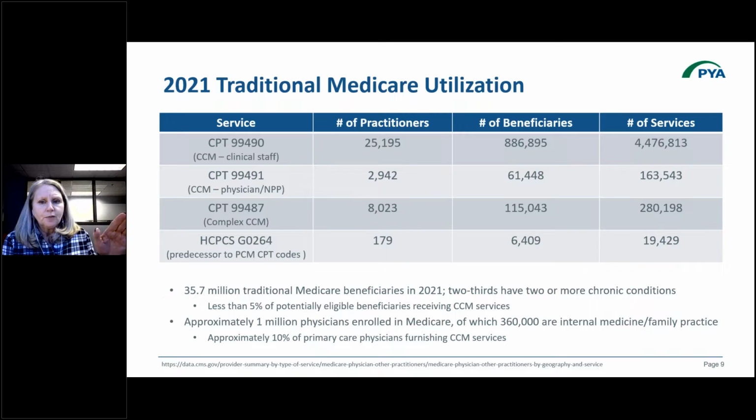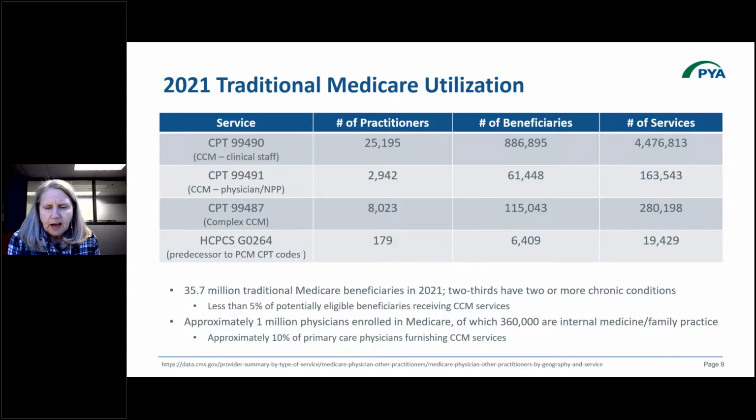Of course, fewer beneficiaries than total services, because this is typically a monthly service. So you'd expect there to be far more units of service than beneficiaries. This would mean that on average, each beneficiary is receiving about 4.5 months of this particular code.